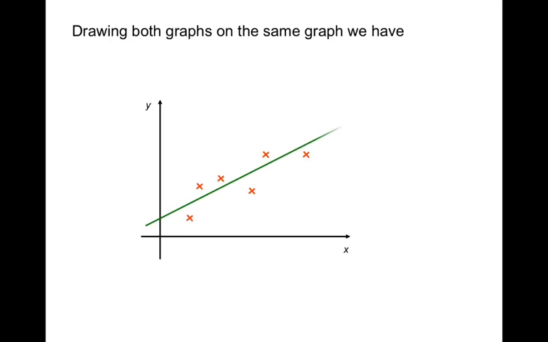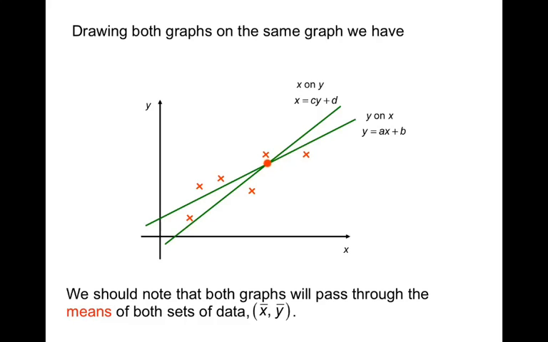If we draw them both on the same graph, it will look like this. That's the y on x, and this is the x on y. Notice the x on y is written x is equal to cy plus d. Note, both lines should pass through the means of both sets of data. So this point here where they intersect is the actual mean of the x data and the mean of the y data.